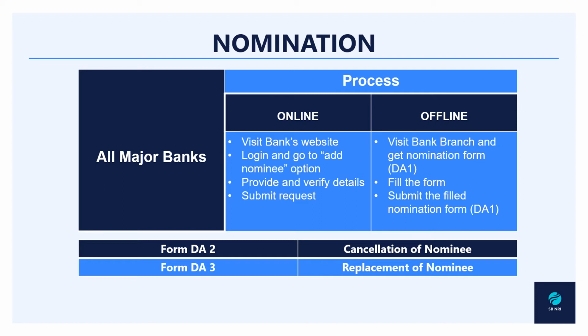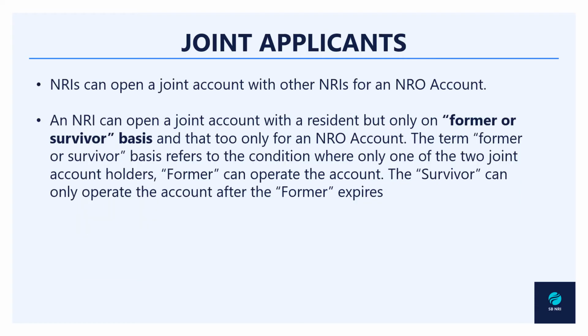The bank will verify them and the nominee will be updated. But if you are opting for an online mode, then you need to visit the bank branch in person and fill the DA1 form, which is the form for the updation of a nominee. There are two similar forms which you can also opt for if there is a need. The forms are DA2 and DA3, which are used for the purpose of cancellation of a nominee and replacement of a nominee respectively. Now we will talk about the joint applicants in terms of NRO account.